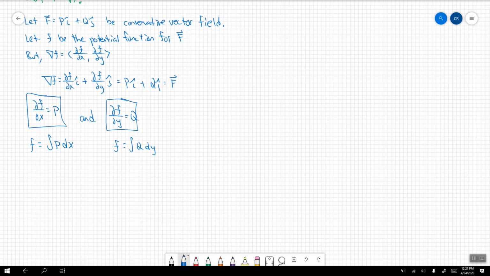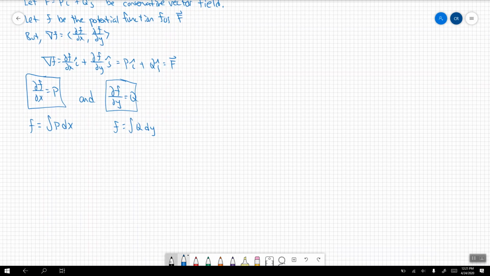All right, awesome. So what we're going to do now is find some potential functions with this new added feature that we just observed. So here goes the example. This is going to say to find a potential function for the vector field, or let's say for the conservative vector field.